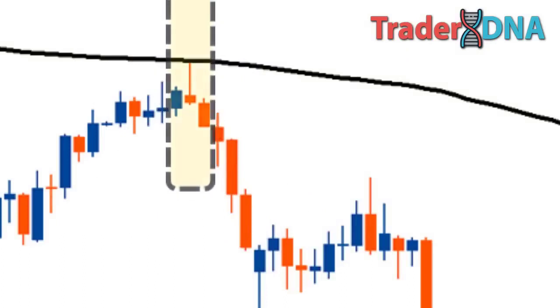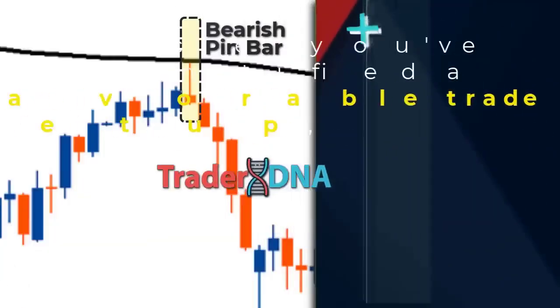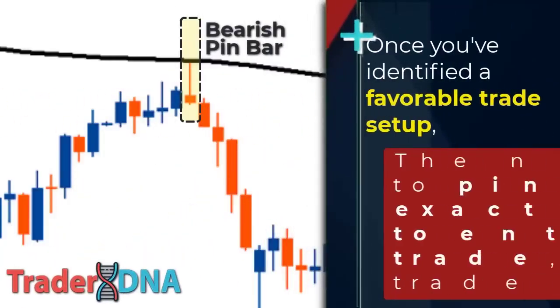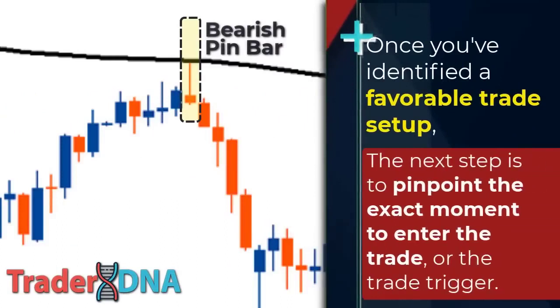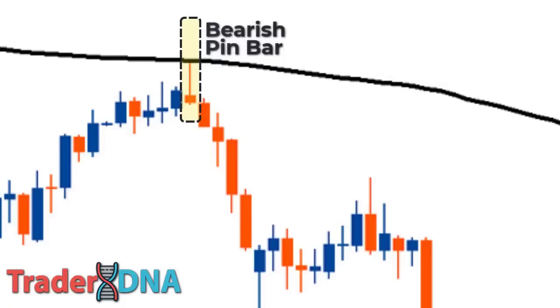The trade trigger is a critical component of any trading plan, and mastering this step is key to achieving consistent profitability in the markets. So, once you've identified a favorable trade setup, the next step is to pinpoint the exact moment to enter the trade, or the trade trigger. While a trend may be present, there will be certain moments within that trend that provide better trading opportunities than others. As a price action trader, you'll be looking for specific price patterns that signal the optimal time to enter or exit a trade.